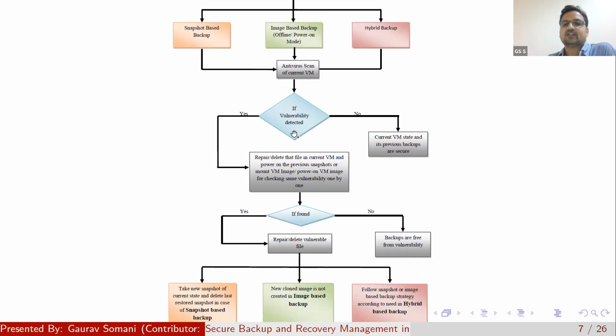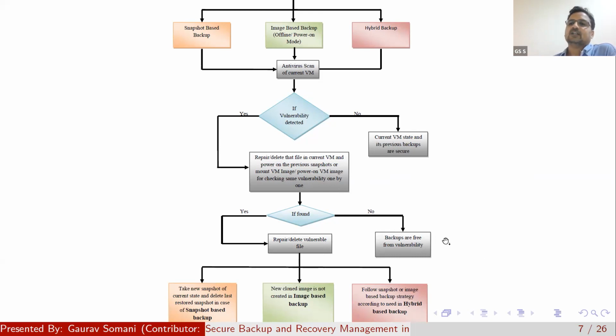Antivirus scan of the current VM: if a vulnerability is detected... no, if it is not detected, then everything is safe. If it is detected, then repair or delete that file in the current VM, and power on the previous snapshots, or mount the VM image or power on the VM image, for checking the same vulnerability one by one. So you do it for every VM. If found, repair or delete the vulnerable file. Otherwise, there is no such vulnerability.